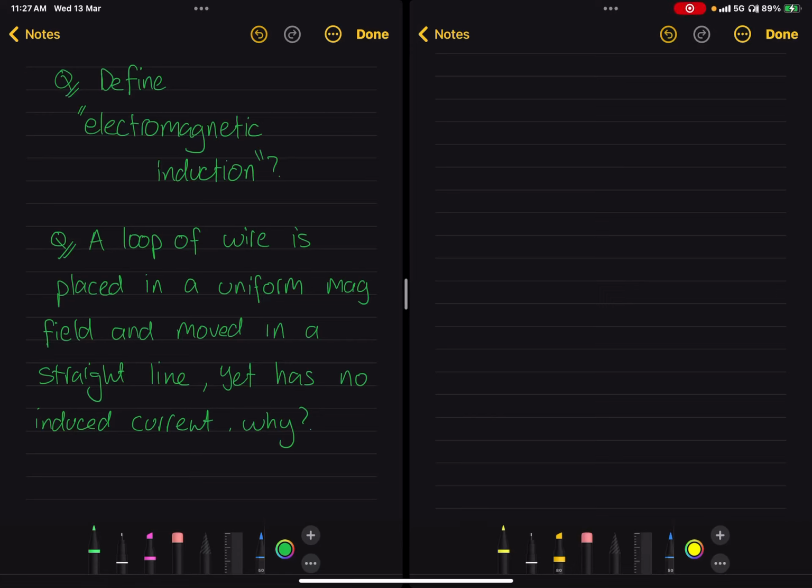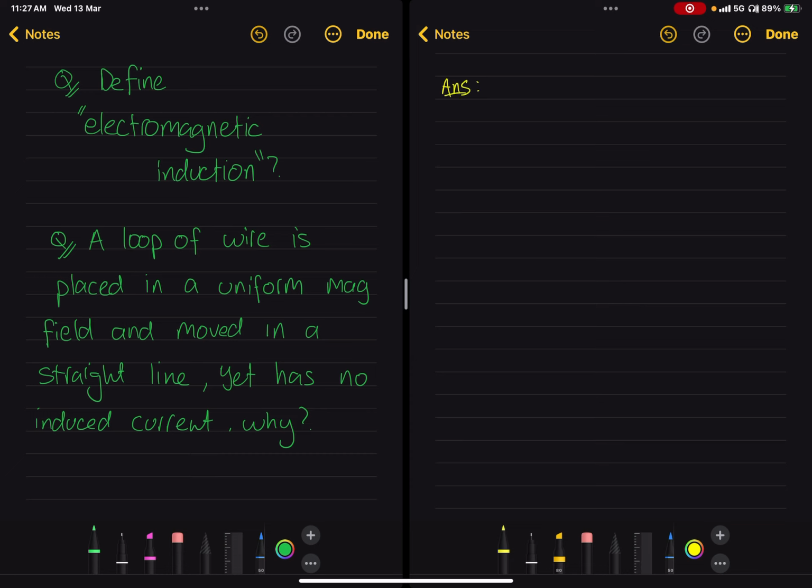Okay, so we're going to take a look at a pair of questions from the topic of electromagnetics. The first question we have here is to define electromagnetic induction. So for our first part, our answer is very much going to be a definition.